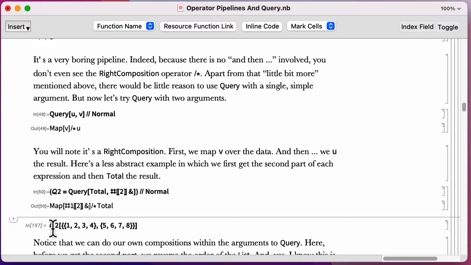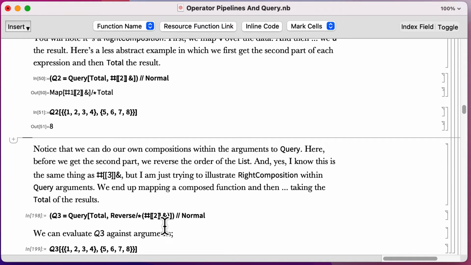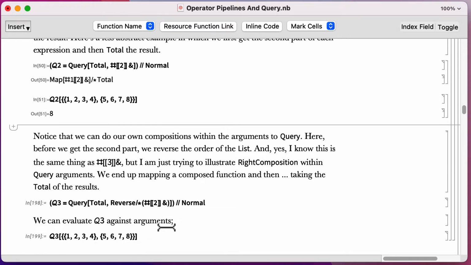So let's see if you can predict what's going to happen here as I apply Q2 to this matrix. Well, let's see. The first thing it does is to take the second part of each part. So that's 2 and 6, and then it adds it up, and so it gets 8. So I predict we're going to get 8. And lo and behold, we do.